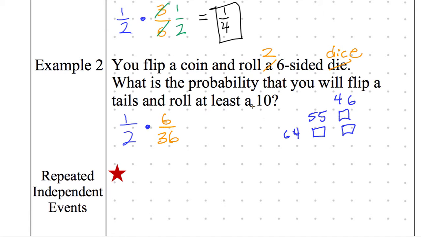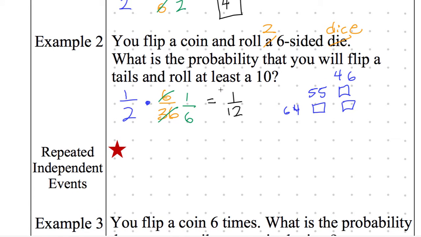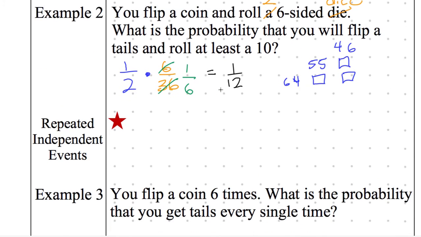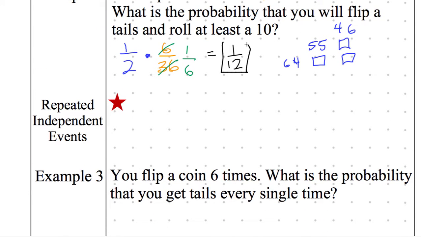So the chance of rolling at least a 10 is 6 out of 36, which reduces to 1/6. Yep. So when I multiply these together, I get 1/12. So you have a 1/12 chance of rolling at least a 10 with 2 dice and flipping a coin getting tails. Cool. Easy enough. Make sure we box our answers.